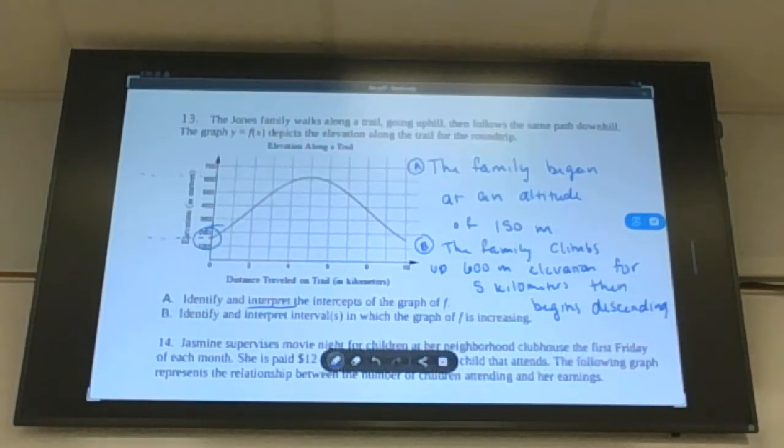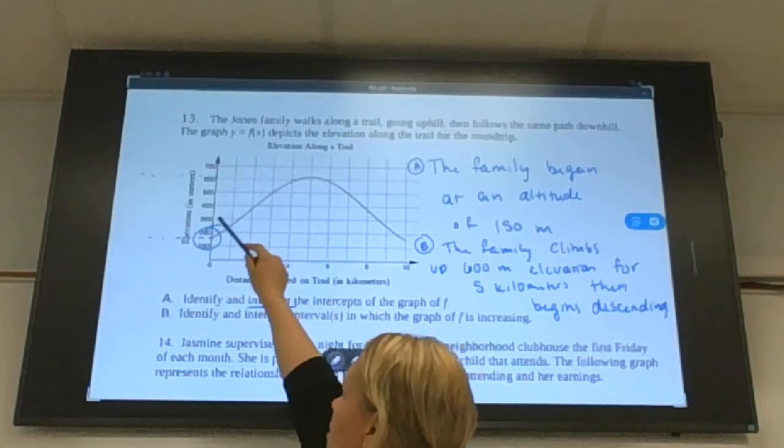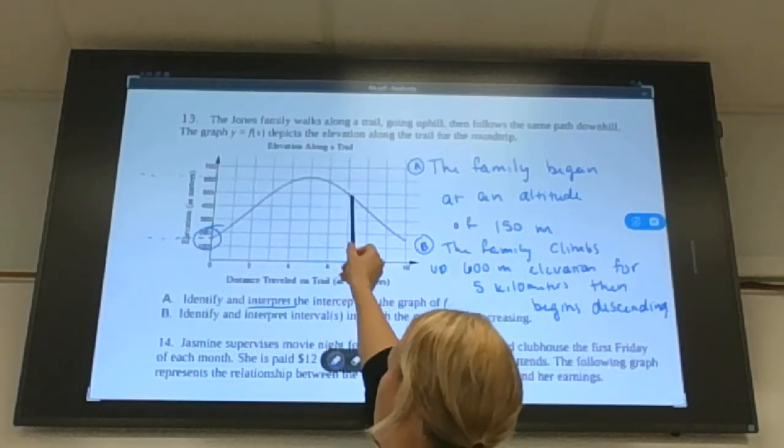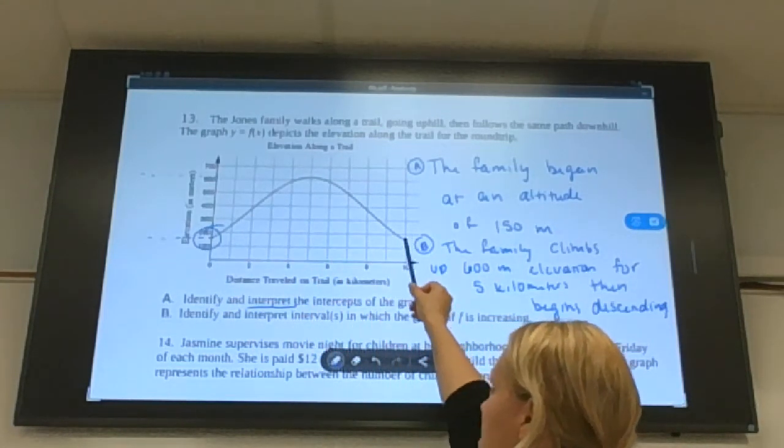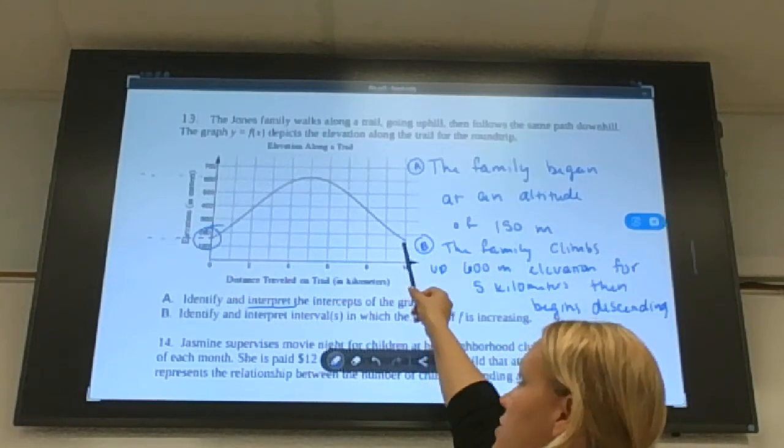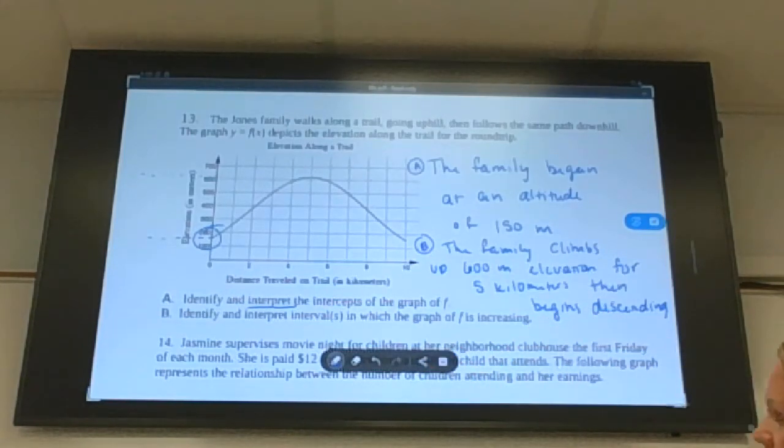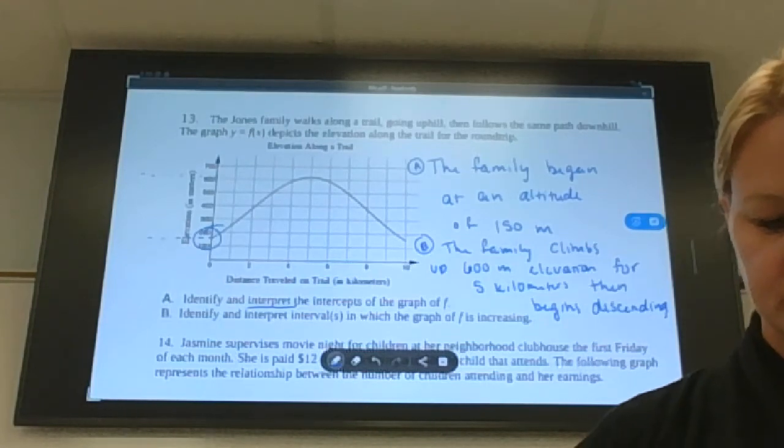So they probably turned around. They went up 5 and then turned around. So it doesn't look like they're going back this way, but as they hit 10 kilometers, they're probably back at their original destination. There's no way that's 150. It's over, yes, 160, 170. Because if it was 150, it would have been in the middle. It's not in the middle. The top is like way less than the bottom.